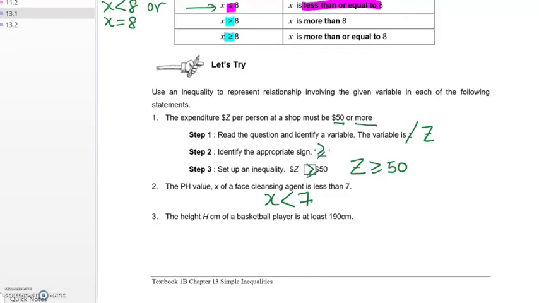And question 3, the height h centimeters of a basketball player is at least 190 centimeters. So you know that it has to be more than 190 centimeters. And the question now is whether we will include the dash at the bottom. The simple question that you should ask yourself is this: is 190 at least 190? Yes, it is. So we will include the dash at the bottom. Okay, so let's move on to the next page.